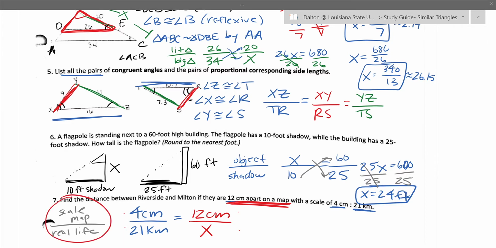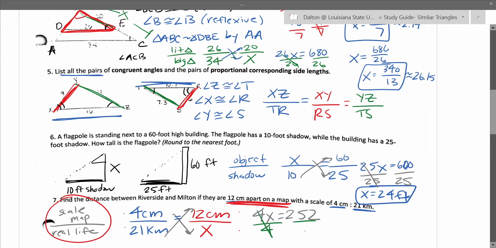And then if we cross multiply, we get 4 times x, which is 4x, is equal to 21 times 12, which is 252. And then if you divide both sides by 4, you end up with x is equal to 63 kilometers in real life.